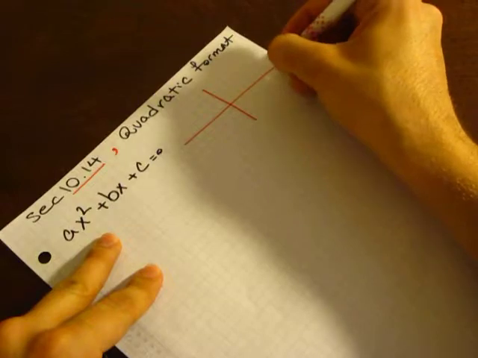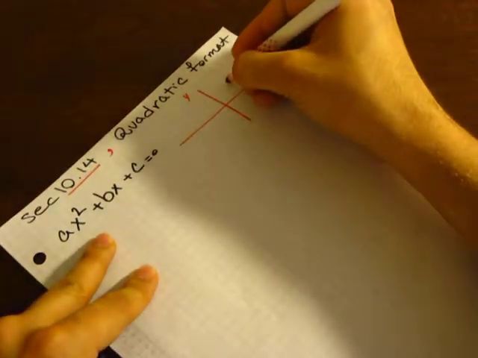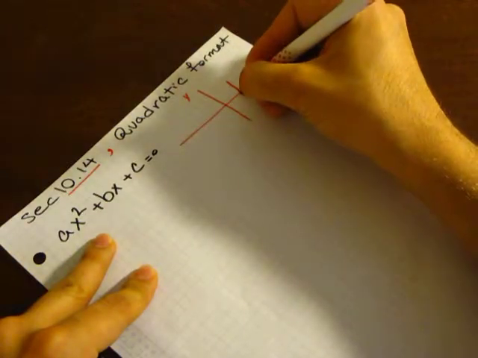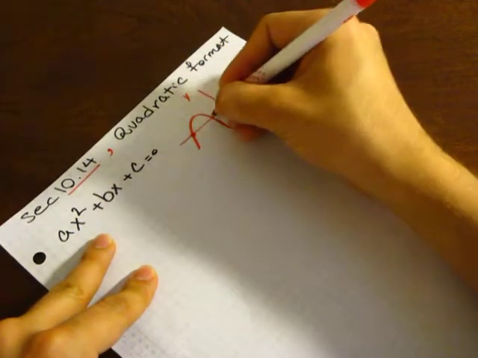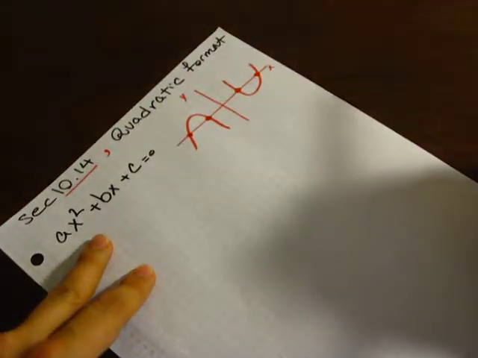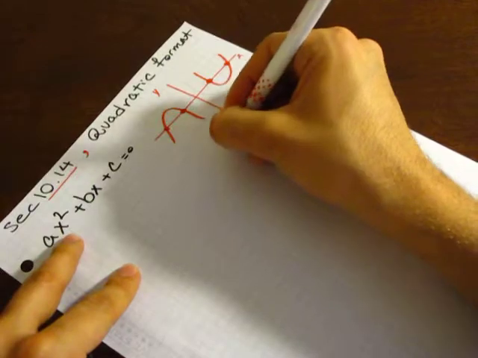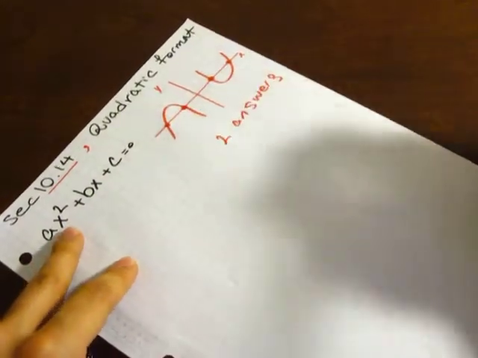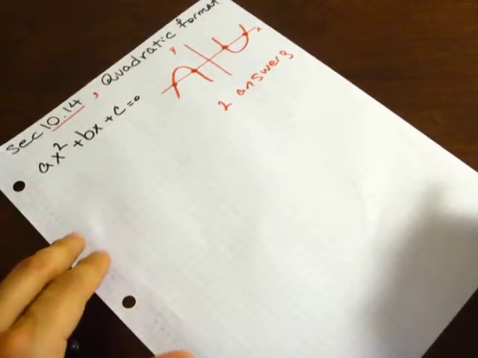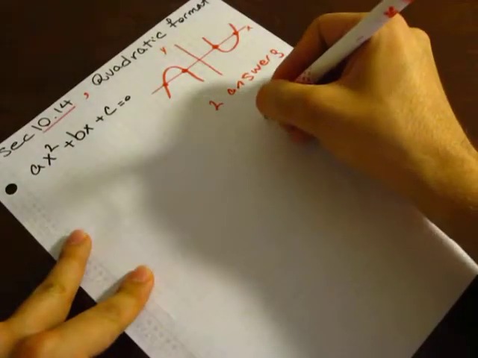So if this is my x-axis and this is my y-axis, it's either going to look like this or something like that. I have two answers, as you see right here, so let's mention that. Two answers. Let's move on to the second scenario, which is one answer.